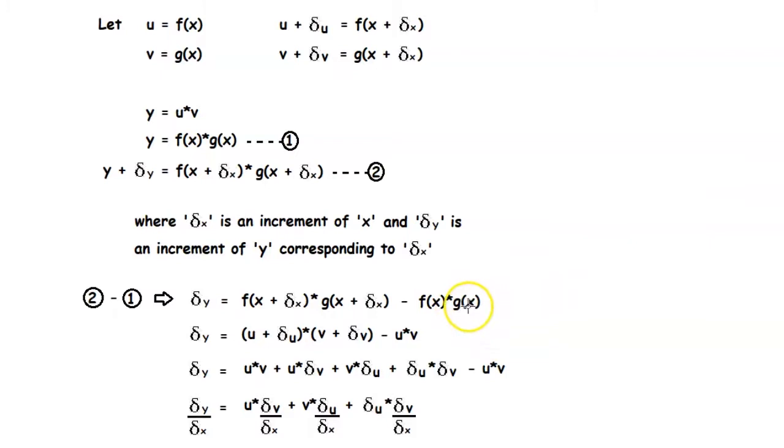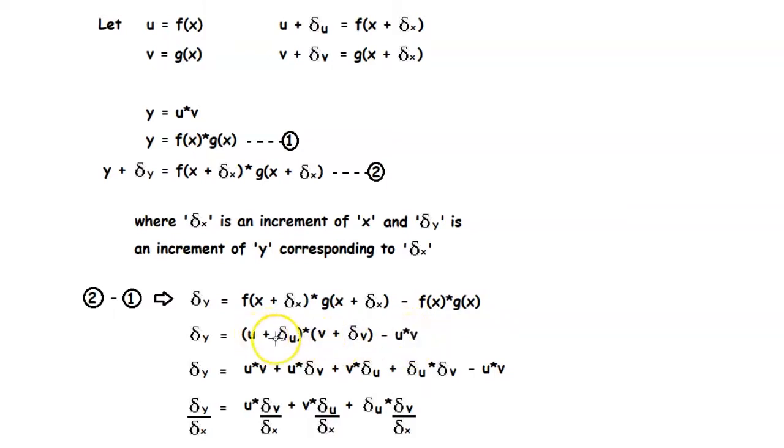So then what we do is we substitute this with u and v. So instead of f of x plus delta x, we can write u plus delta u. And instead of g of x plus delta x, we can write v plus delta v. And instead of f of x, we can write u. And instead of g of x, we can write v. So this gives us u plus delta u multiplied by v plus delta v minus u multiplied by v.